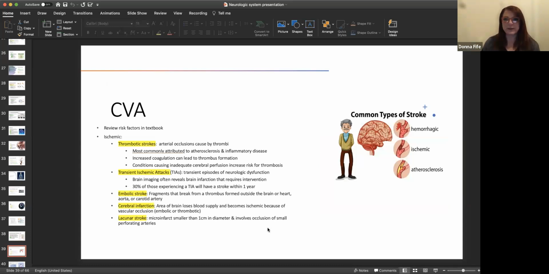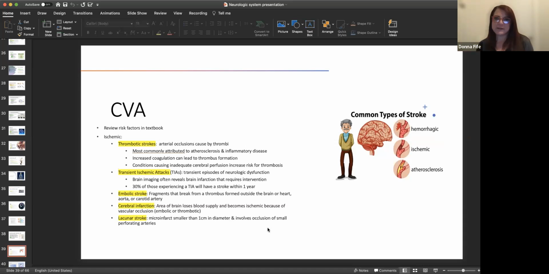There are a lot of risk factors for CVA. Those are listed in the textbook for you to review. Ischemic, a thrombotic stroke: there's arterial occlusion caused by thrombi or a clot, most commonly attributed to atherosclerosis and inflammatory disease. There's increased coagulation that can lead to thrombus formation, and conditions causing inadequate cerebral perfusion increase the risk for thrombosis.